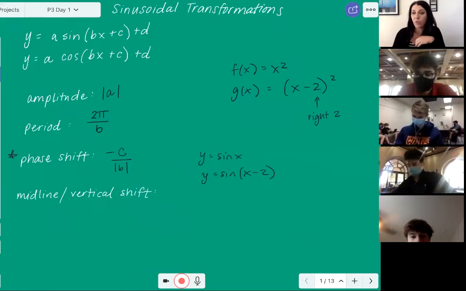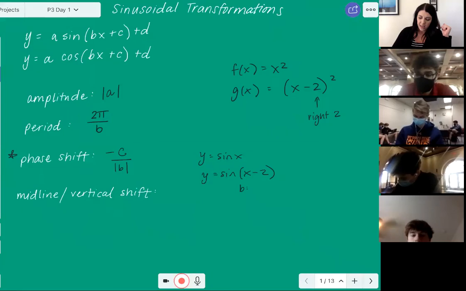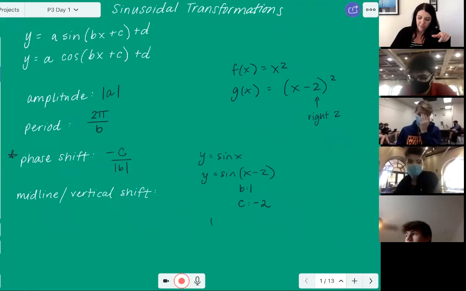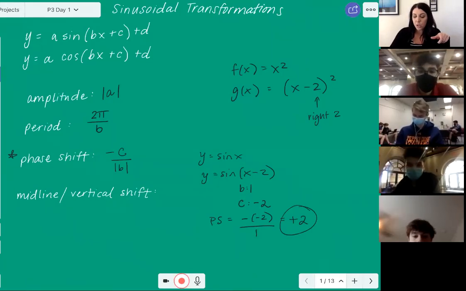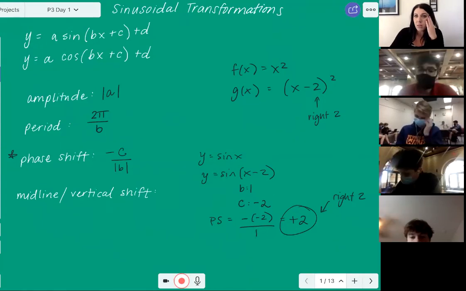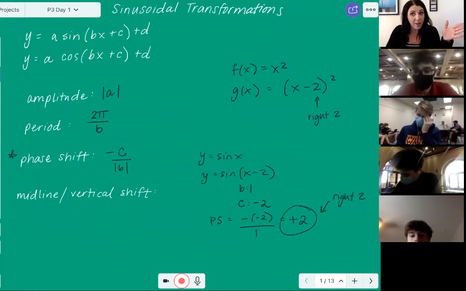Okay. So when it's asking you for phase shift, it's talking about how did it move left or right. That's a phase shift. And if you look at those letters, well, B is 1 in this case, and C is -2. So if we use that equation for phase shift, we would have phase shift is equal to -c over the absolute value of B. So you end up getting a +2, which means right 2. That's what that means. Okay, but you guys knew that without having to do a lot of that work.